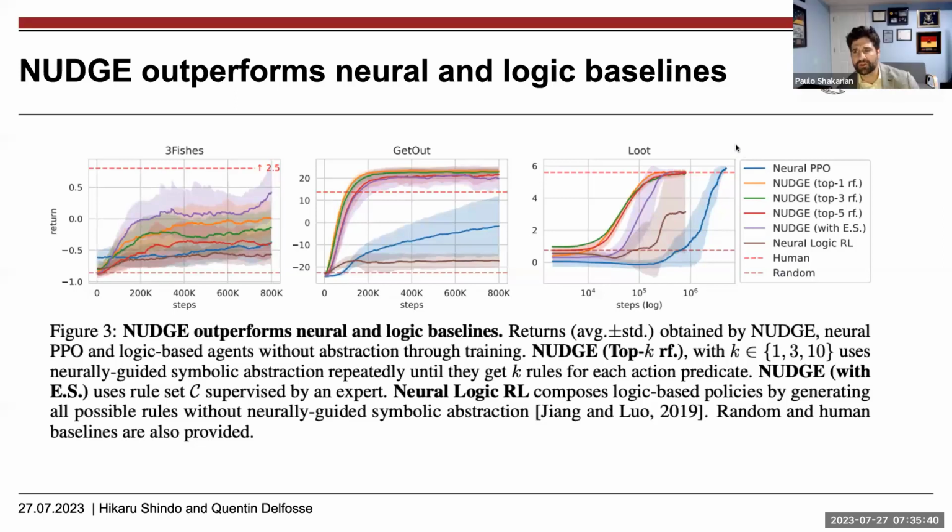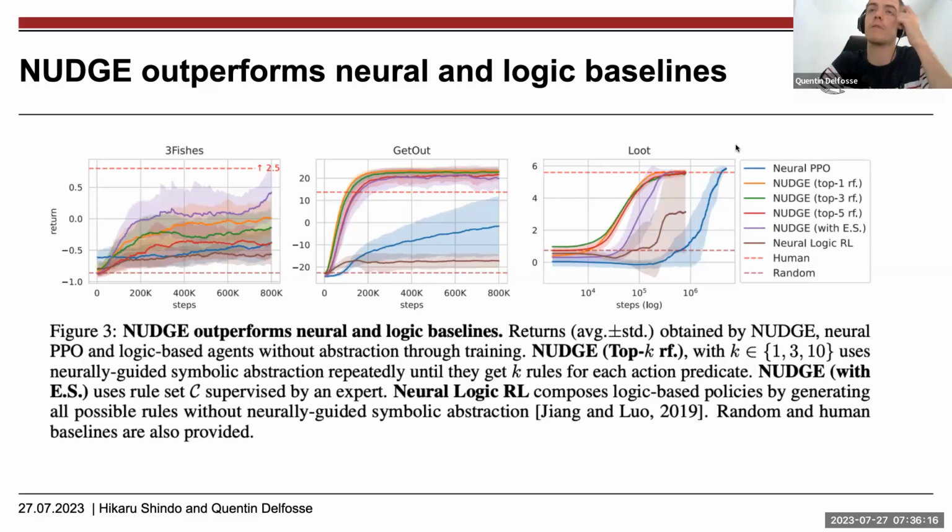And what is the top K, and what does ES mean on this chart? So ES was the expert supervision. That's when the human actually crafted the rule. So this rule that you saw, jump if the enemy is close by, that's human crafted. That's for us to have some kind of an upper bound maybe, because that would be if NUDGE is able to find the perfect rule, it would be the same as the expert. But if the expert is bad, maybe there are some rules that are going to be discovered.